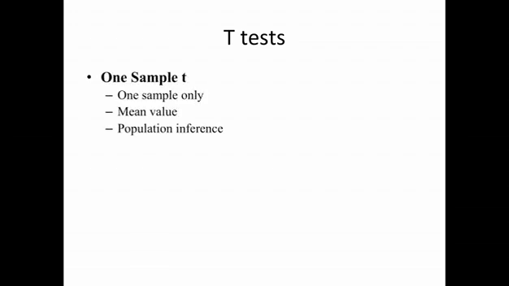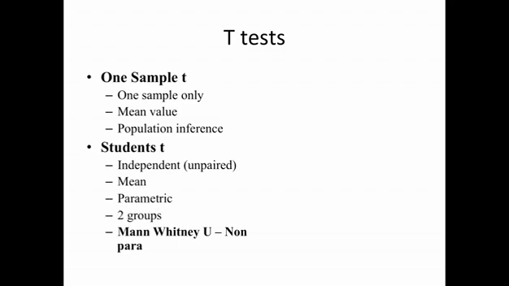Let's consider the family of t-tests first. Firstly, one sample t-test. Here, only one group is studied, and the mean value is measured. The inference is made in comparison with the population. Next, student's t-test. This is also called unpaired t-test. Here, the observations are independent or unpaired. When the mean value is compared, parametric assumptions are satisfied, and there are 2 groups to compare. The non-parametric equivalent of student's t-test is Mann-Whitney U-test.